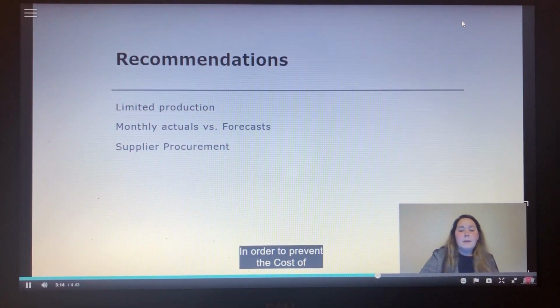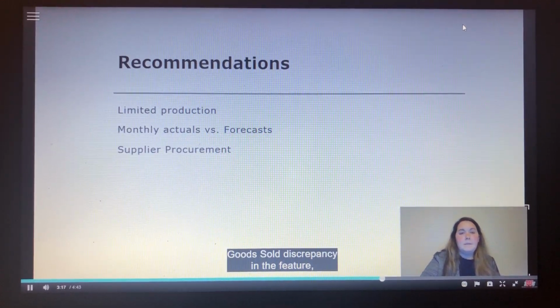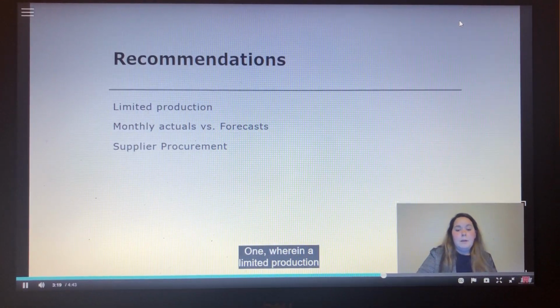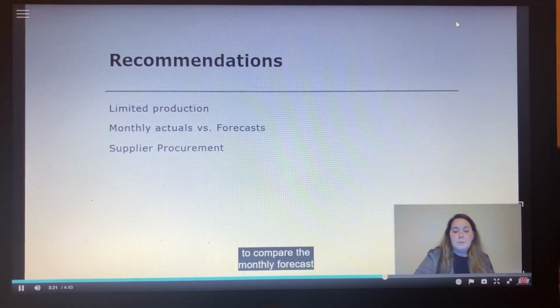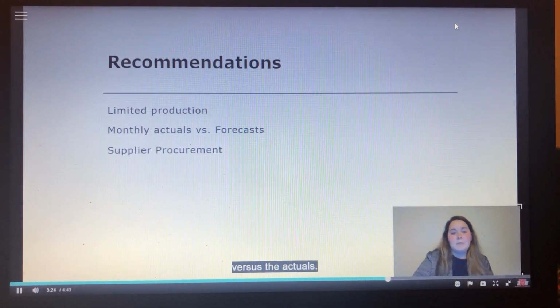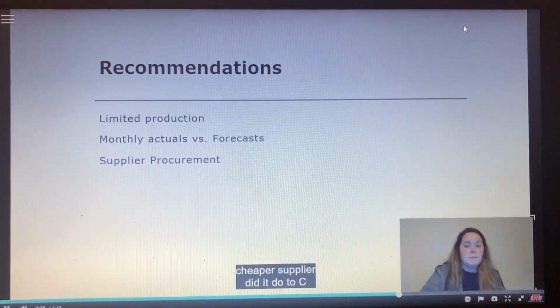In order to prevent the cost of goods sold discrepancy in the future, I recommend the following. 1. Run a limited production. 2. Compare the monthly forecast versus the actuals. And 3. Source a cheaper supplier.